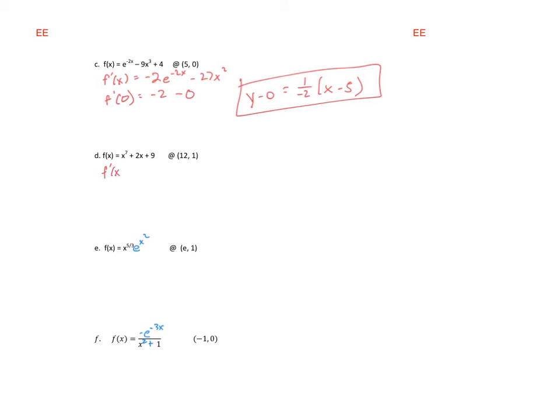All right, f prime here is 7x squared plus 2. F prime evaluated at 1 is going to be 9. So I got y minus 1 is 1/9 times (x minus 12).